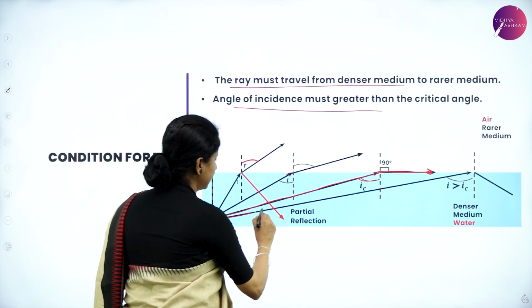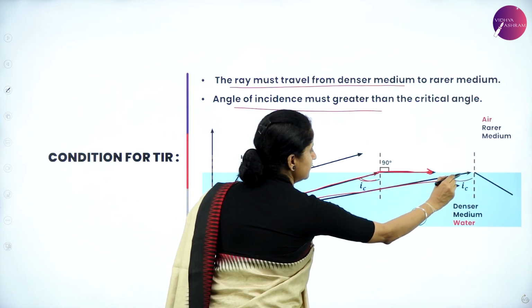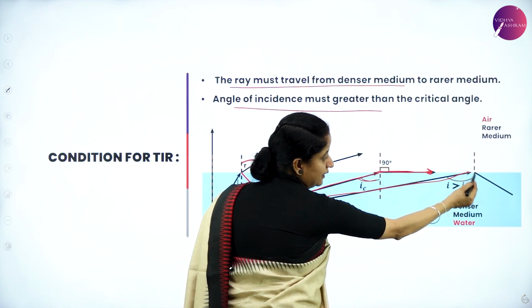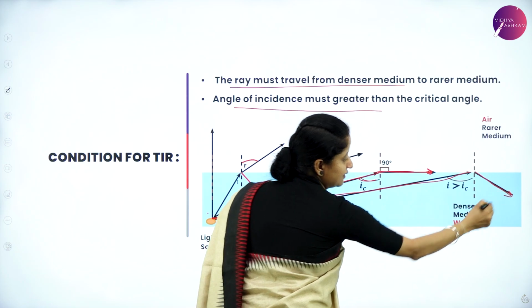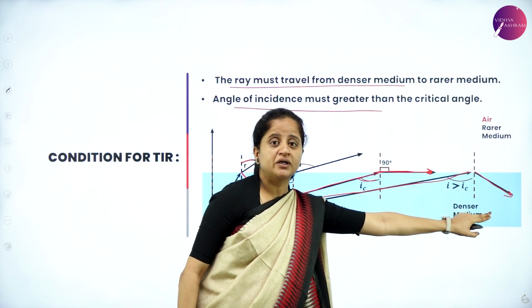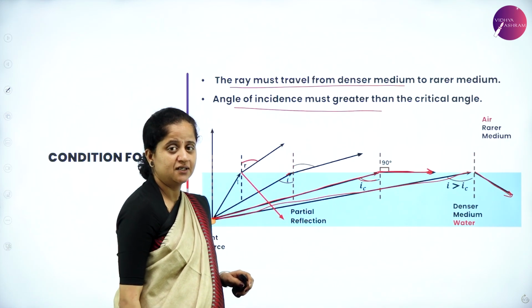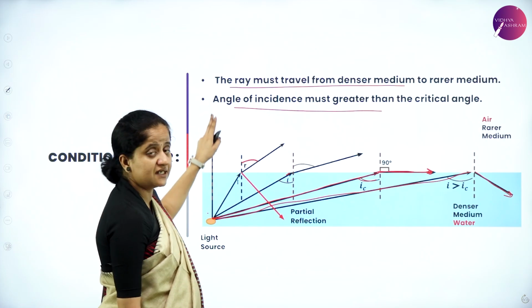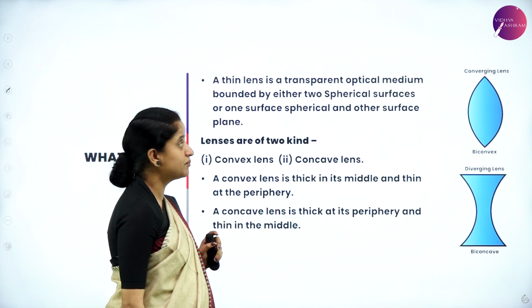But for this angle of incidence, you can observe, the angle of incidence is greater than the critical angle now. So the ray is completely coming again to the denser medium. So we will call it as total internal reflection. So these are the two conditions for total internal reflection, and the conditions are very important from the examination point of view.